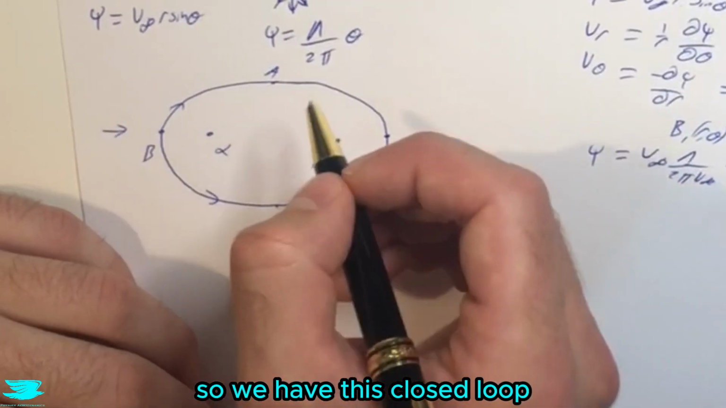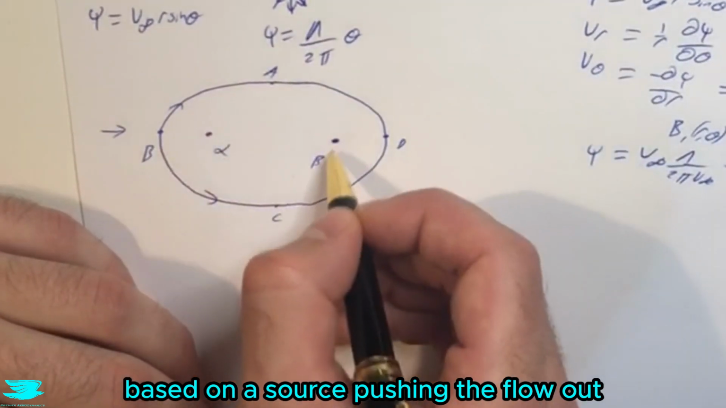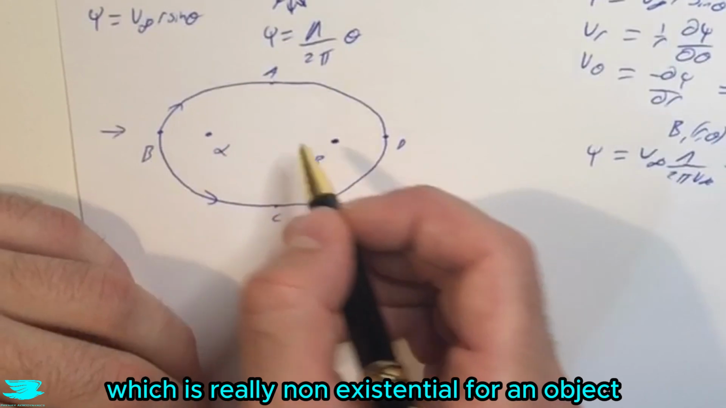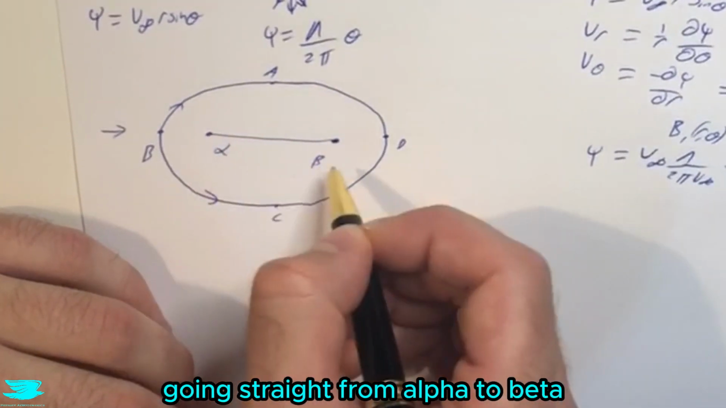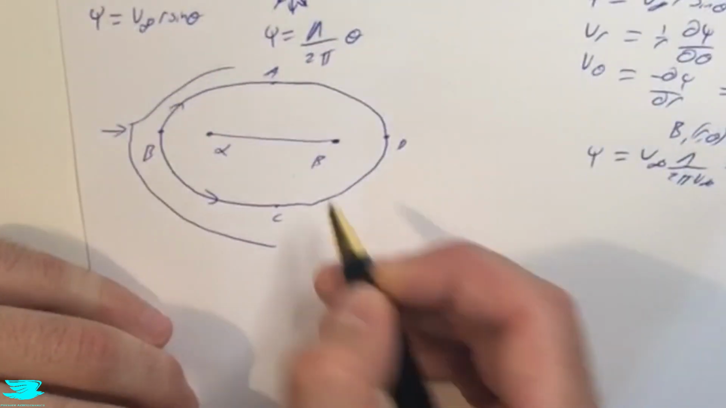So we have this closed loop based on a source pushing the flow out and a sink pulling the flow in. And if we were to look at the internal flow, which is really non-existent for an actual object, you'd see that there's flow going straight from alpha to beta. But let's not consider that. Let's just look at the outside flow.